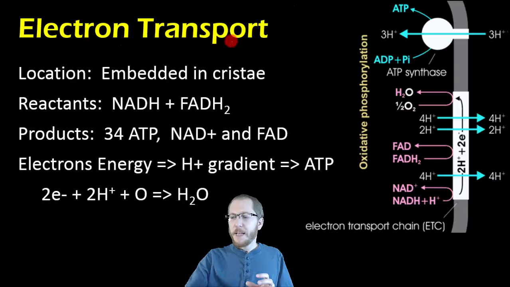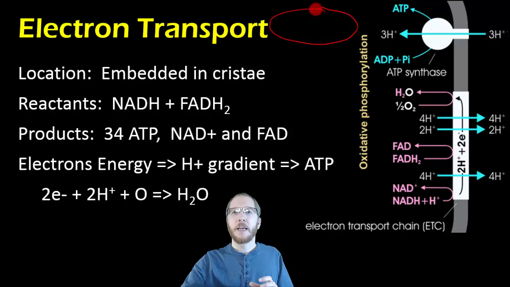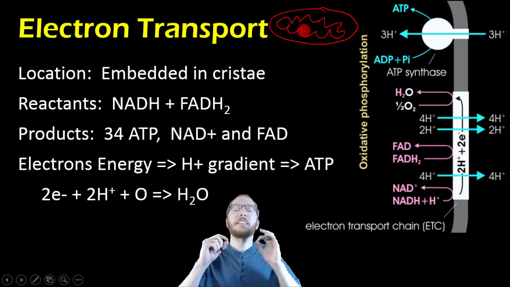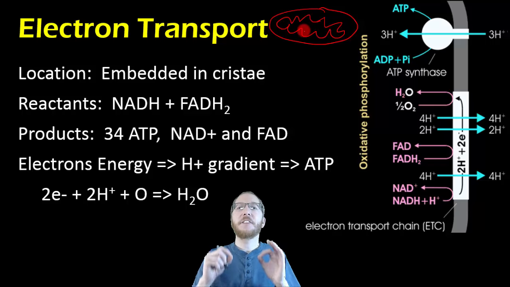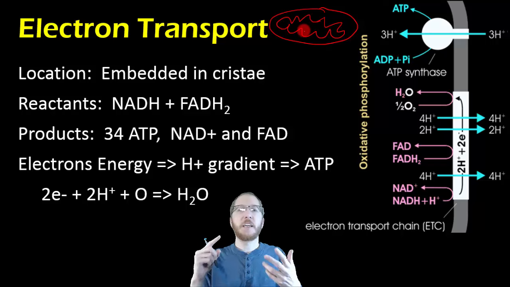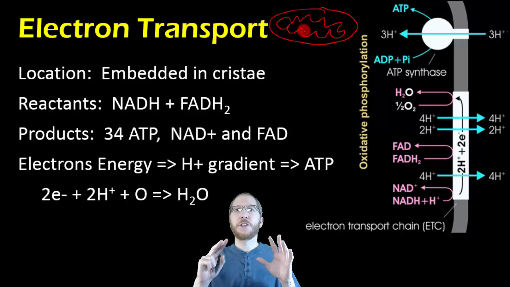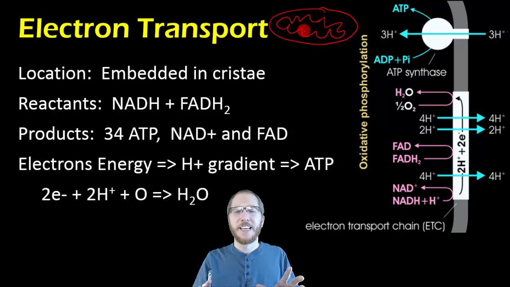So if you look at a mitochondria, you have the outer membrane, and then you've got this folded up inner membrane called the cristae. And it's embedded in this inner membrane that we have the electron transport system or the electron transport chain or just electron transport, whatever you want to call it. So if you see electron transport or ETC or ETS, same thing.